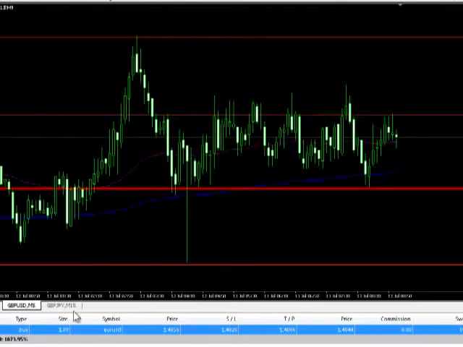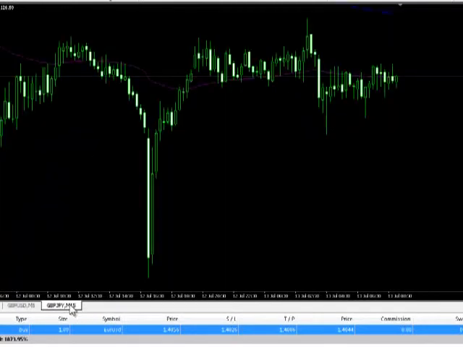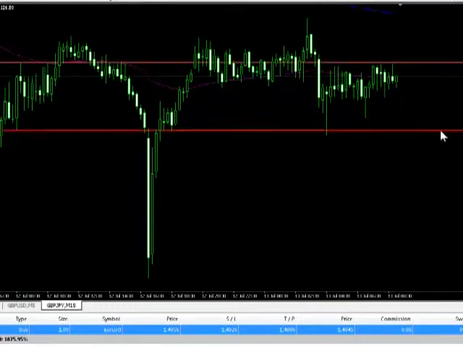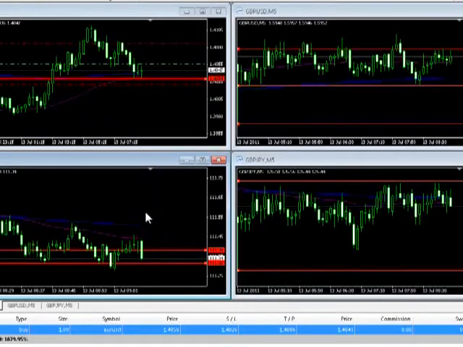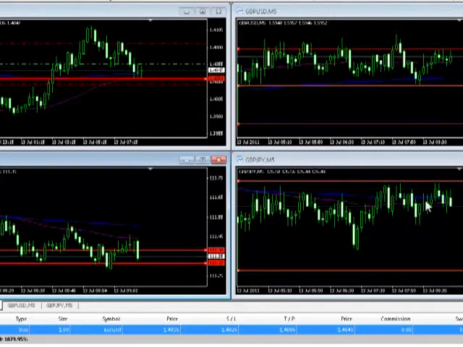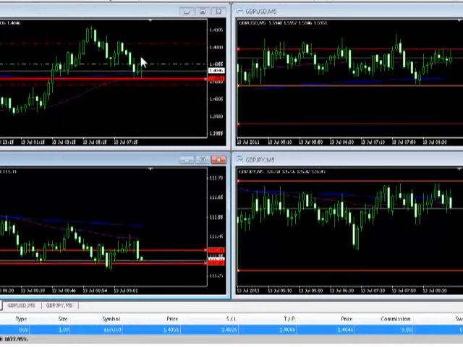Now let's take a look at the pound yen. Here we have the pound yen on the 15-minute chart. Also, we see some channel consolidation over here on the pound yen. So we'll keep an eye on this, and on the other currency pairs.